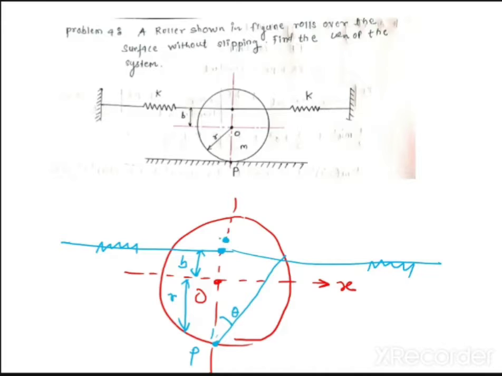The distance between the point O and O dash is B, and the distance between point P and O is R. This angle is theta. Now let me call this point A dash. Let me call this point O dash, A dash.